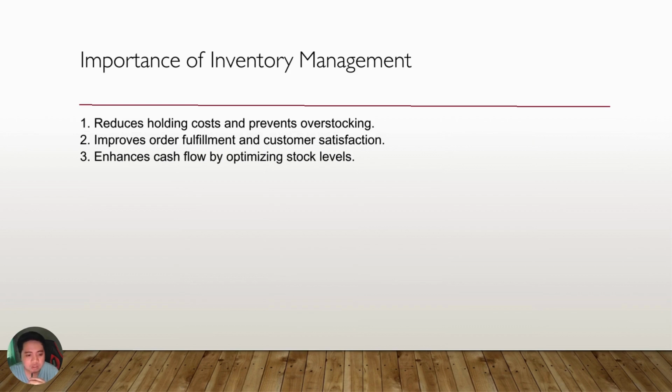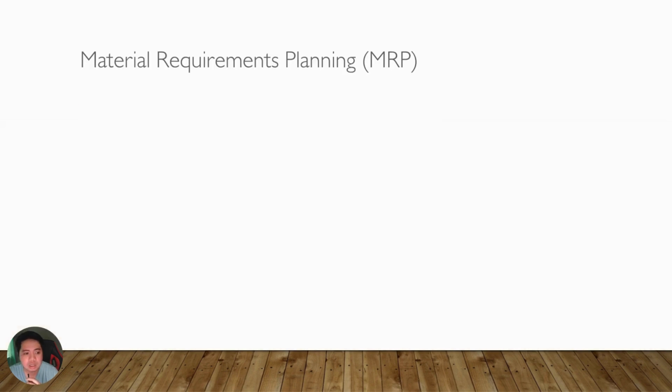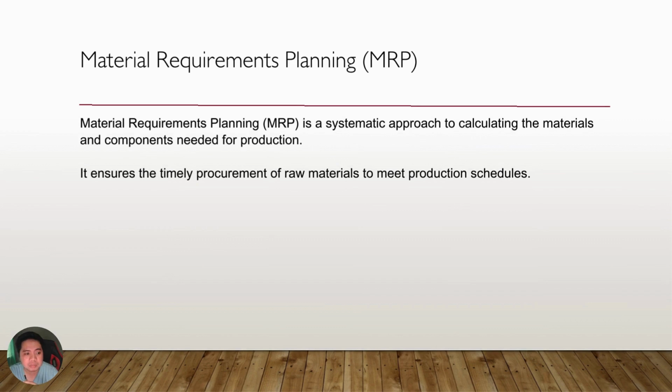So another topic that was being introduced is materials requirement planning. What is this materials requirement planning? It is a systematic approach to calculating the materials and components needed for production. It ensures timely procurement of raw materials to meet production schedules.